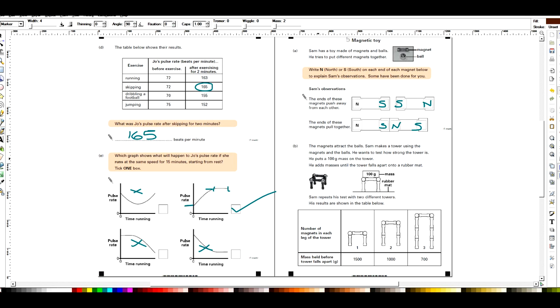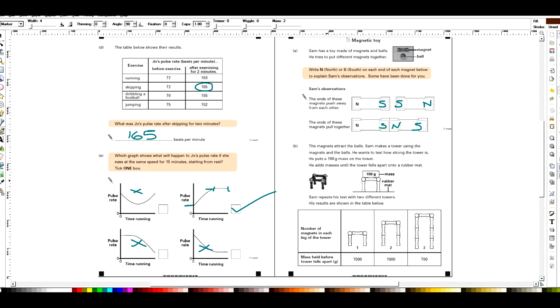Okay, off we go. Go on, read it. The magnets attract the balls. Sam makes a tower using the magnets and the balls. He wants to test how strong the tower is. He puts 100 grams mass on the tower. He adds masses until the tower falls apart onto the rubber mat. Mass is 100 grams. So Sam repeats his test with 2 different towers. His results are shown in the table below.